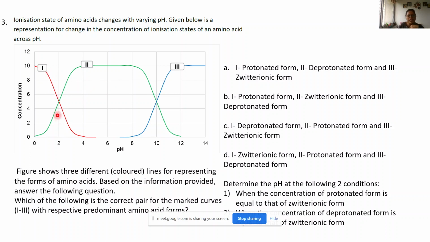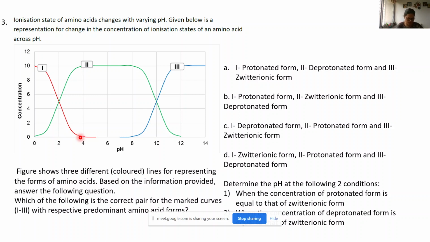One, the red line, is protonated. If you see, with increasing pH the concentration is decreasing, so you can figure out that it is the protonated form. Once a proton is lost, as the pH is increasing, the first proton will be removed first. After that, the second proton will be removed from the carbonyl carbon, which will lead to the formation of the zwitterion.